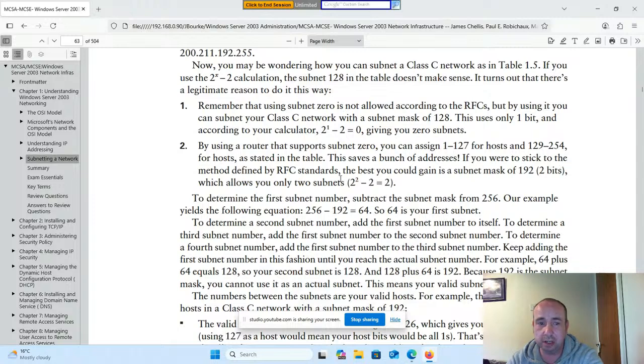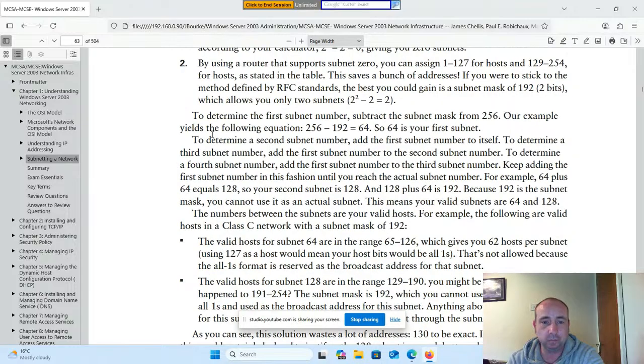If you were to stick to the method defined by RFC standards, the best you could gain is a subnet mask of 192, 2 bits, which allows you only two subnets, 2^2 minus 2 equals 2. To determine the first subnet number, subtract the subnet mask from 256. Our example yields the following equation: 256 minus 192 equals 64. So 64 is your first subnet.